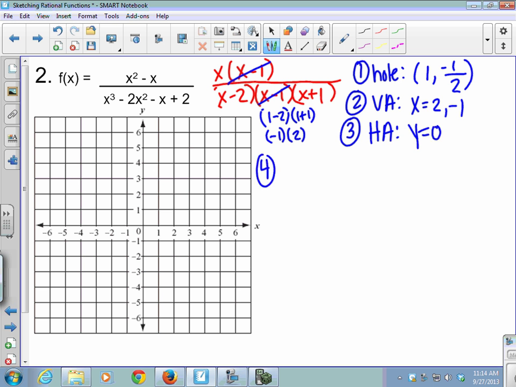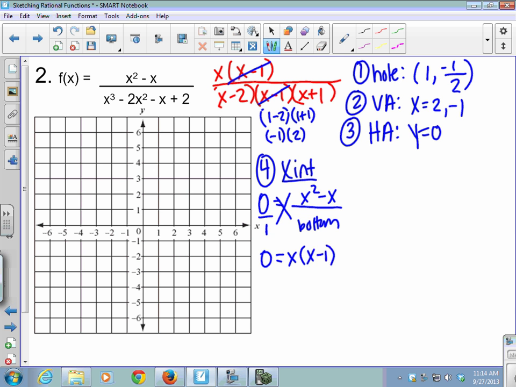Alright, fourth thing I need to find is x-intercepts. So x-intercepts, I'm going to let 0 go in for y, and I'm going to set that whole function equal to 0. The bottom is just going to end up going away if I put a 0 over 1, x squared minus x. Bottom, I don't want to write all of that out. So if I cross multiply, 0 times the bottom is just going to be 0. And I'm going to go ahead and factor the top, since 1 times that top is not going to change it. And so then my x-intercepts, x would be 0 and x would be 1.